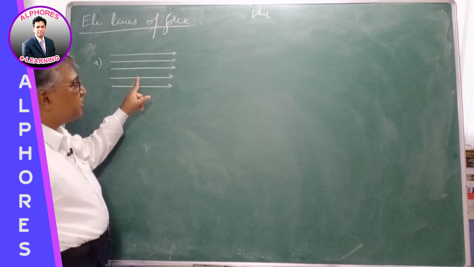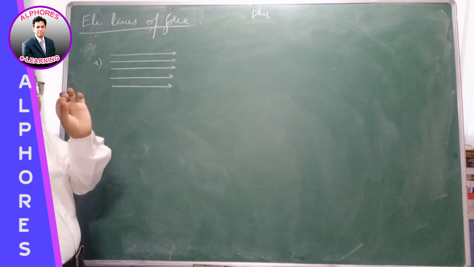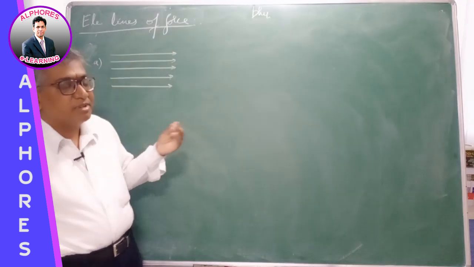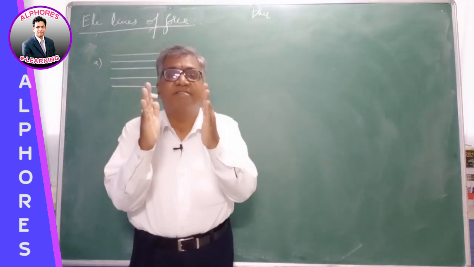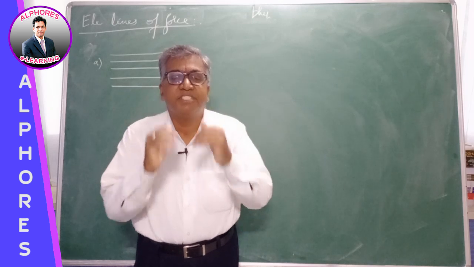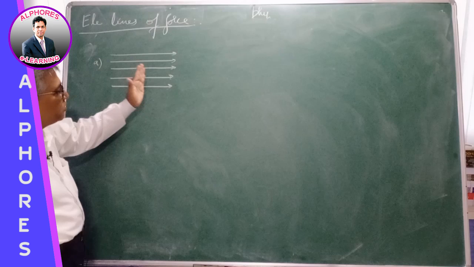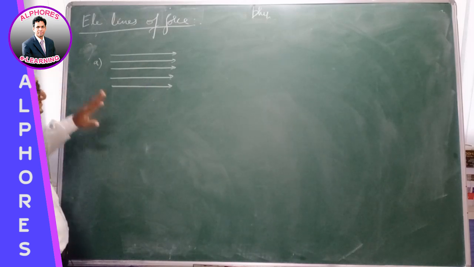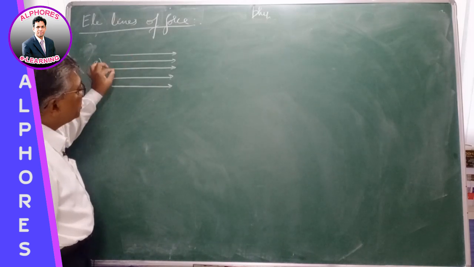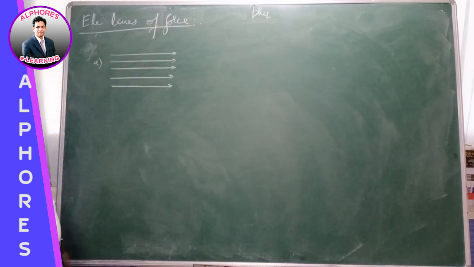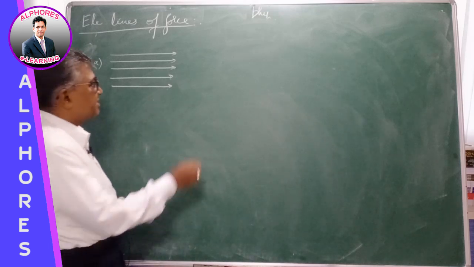This is the pattern of the electric lines of force for a uniform electric field. I was telling you the example: the electric field between uniformly charged capacitor plates. The lines of force would exist like this, right? They are uniform. Magnitude is always constant at all the points and the direction is the same. They are parallel lines. Uniform electric field it is.